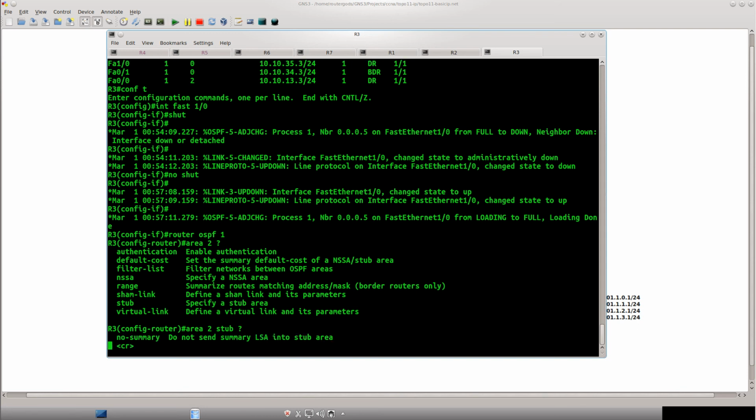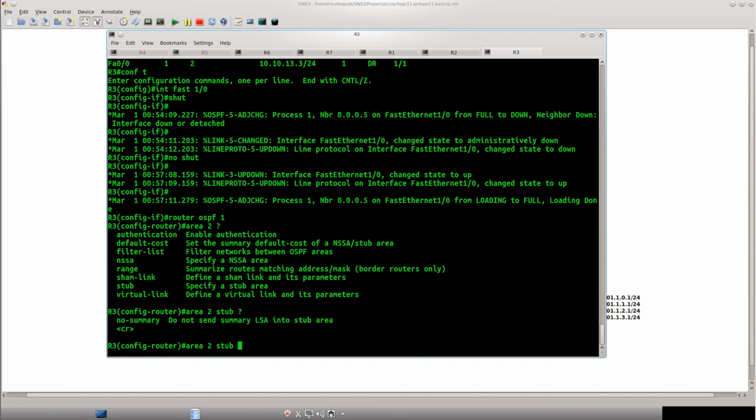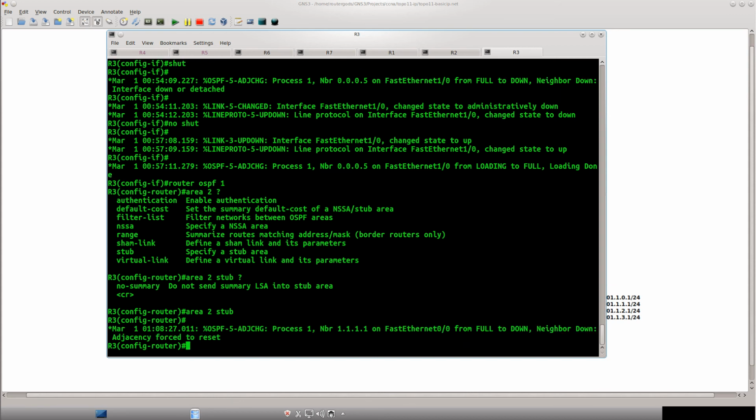Now there's other stuff that can go beyond that. You could do area 2 stub no-summary, which we will get to in a second. So just keep in mind, if you type a question mark, there's stuff there. But we'll type in area 2 stub. Now as soon as you do that, your neighbor dies. Neighbor 1 goes down.